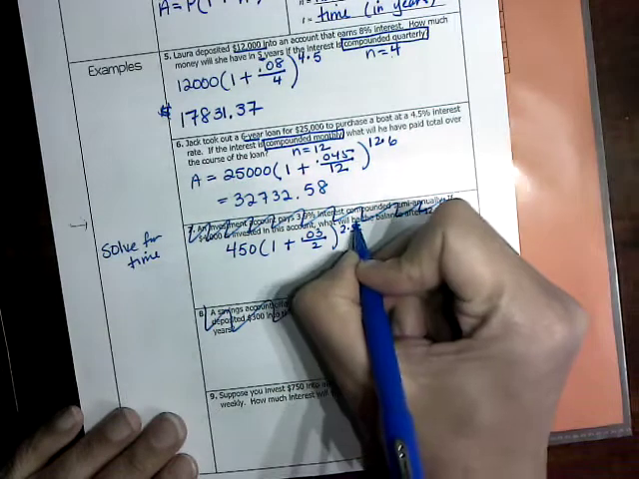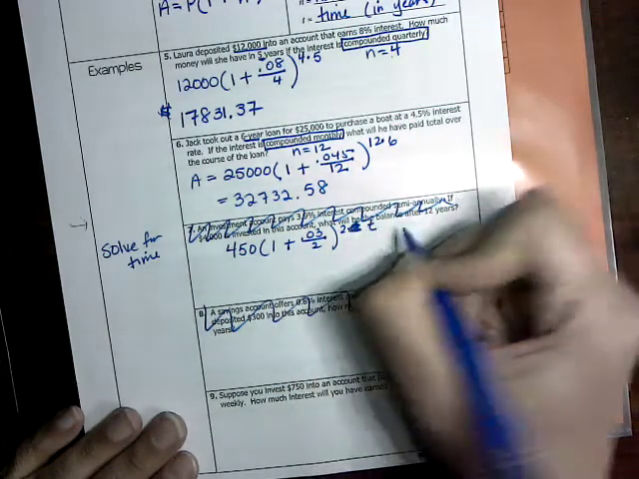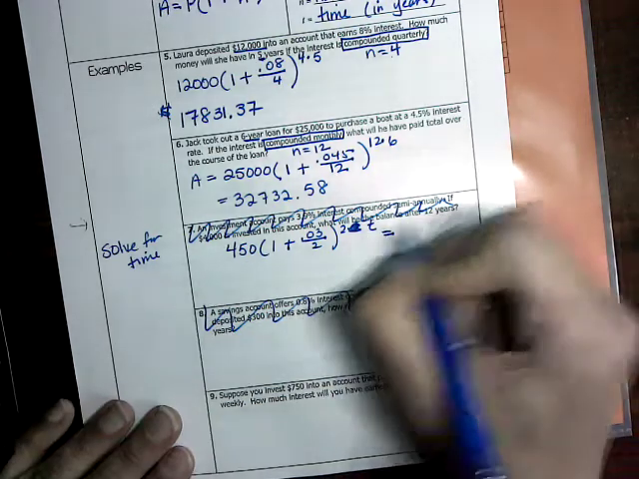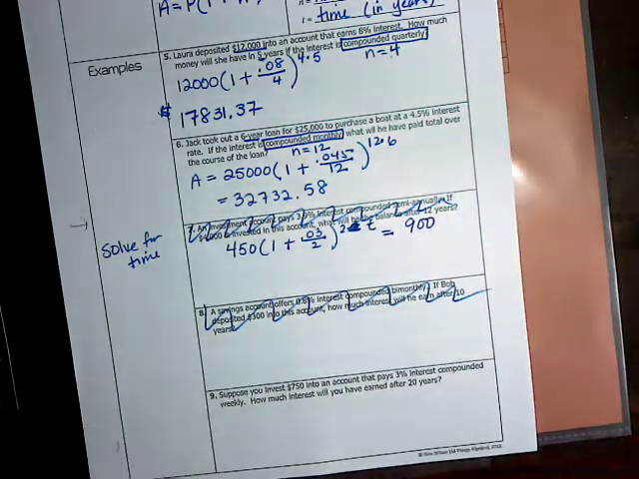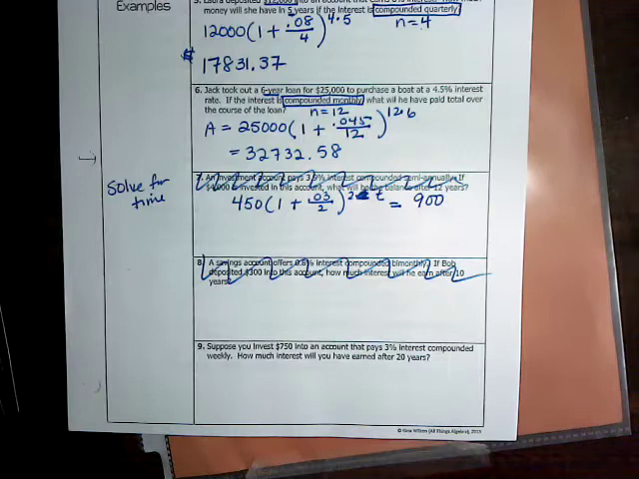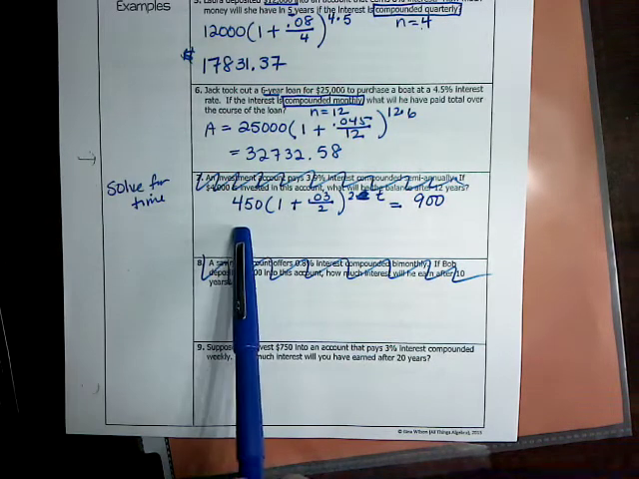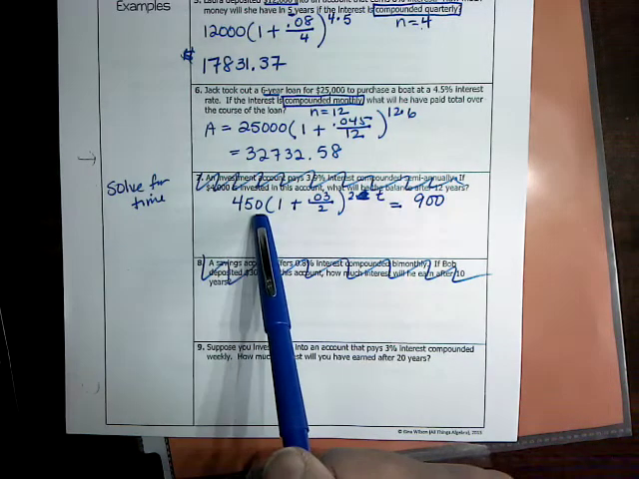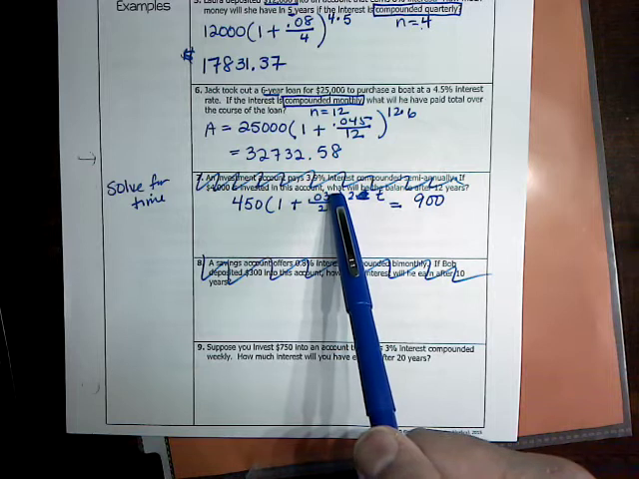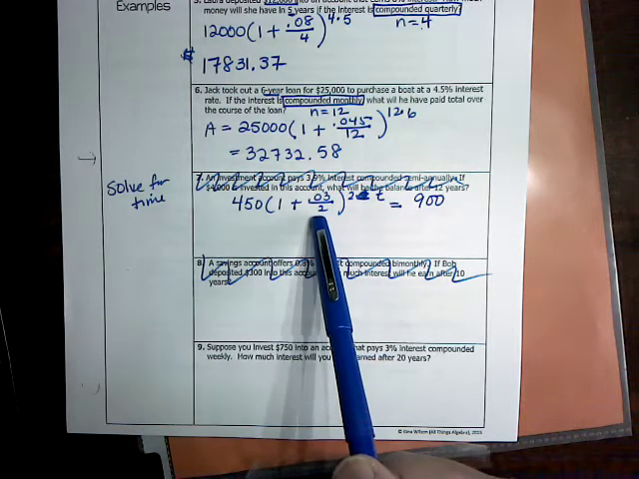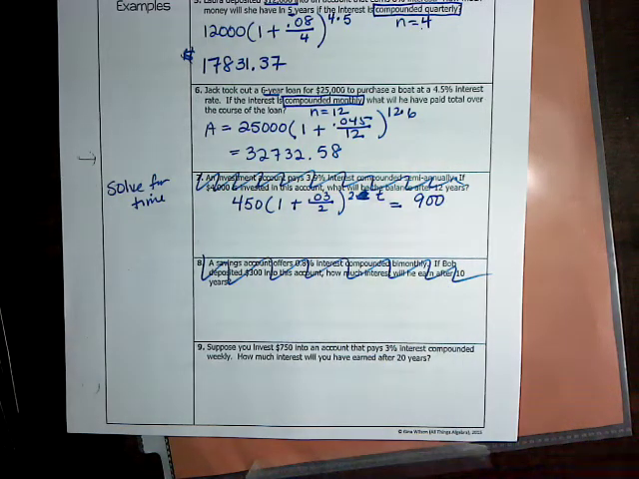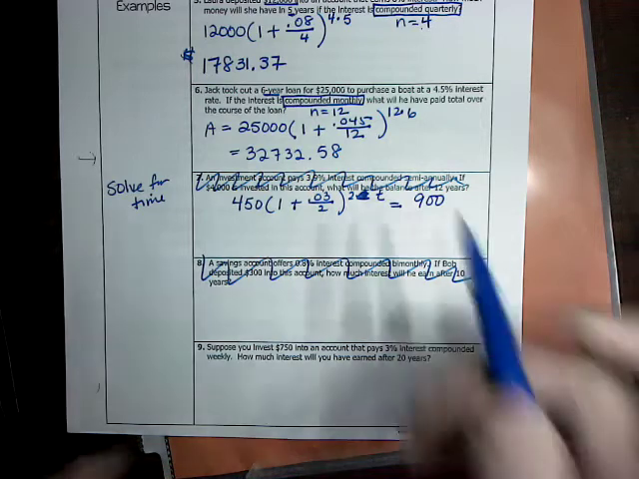Oops. I'm sorry, we want to make that A equals, let's say, 900. So let's say the scenario is you're going to put $450 at 3% interest, compounded semi-annually. How long will it take for it to reach $900? This is an exponential equation because your variable is in the exponent.